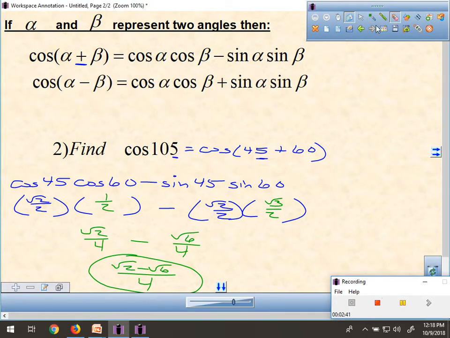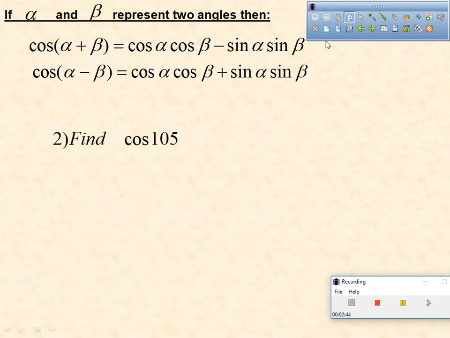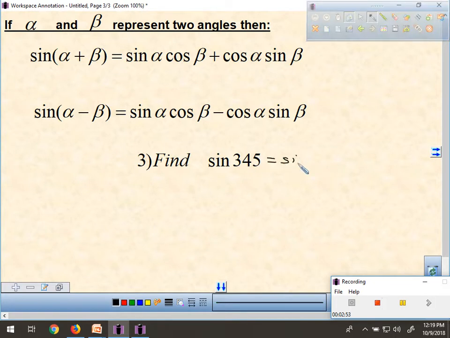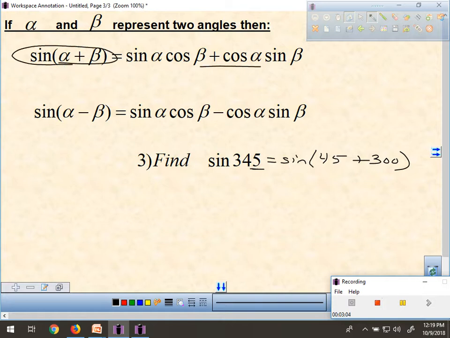All right, now let's try some sine. What if I ask you to tell me what sine of 345 degrees is? It's done the same way. Come up with two angles that add or subtract to give me 345. Again, I'm going to use 45 since it's a 5 at the end, and then that would be 300 degrees. Using the formula, notice that this is the top one, so I'm going to use this one up here. It would be sine of 45 cosine of 300 plus cosine of 45 sine of 300.